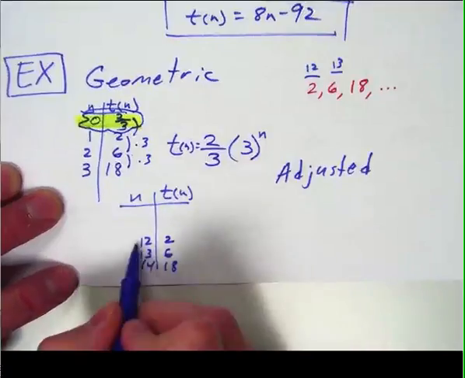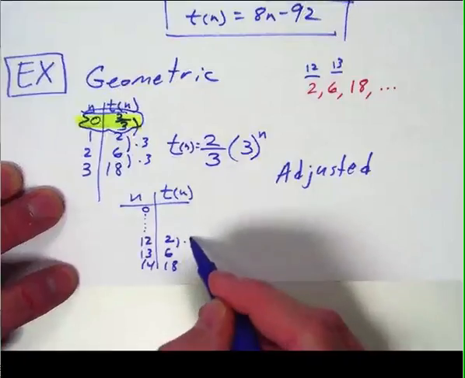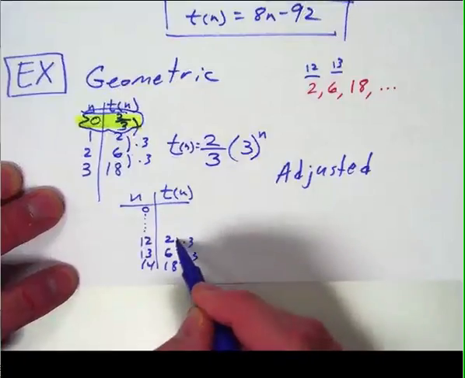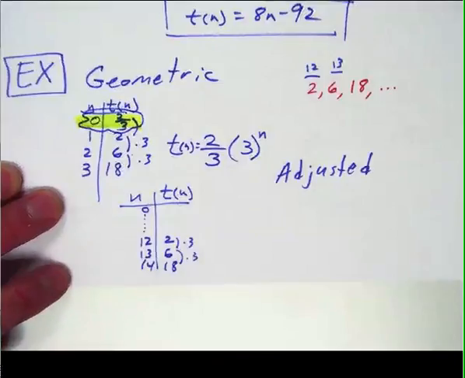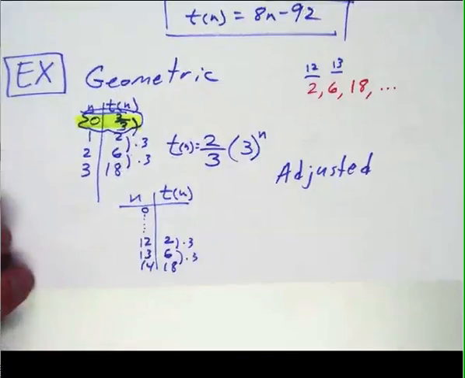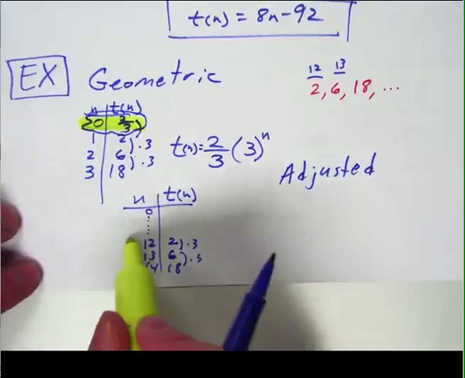And instead of working all the way back to 0, can you imagine doing that? This is times 3 times 3. We'd have to divide by 3 12 times to get back here. That's going to be a really small, teeny tiny decimal, like 0.000 something really small. So instead, we can just say, you know what? I want to start right here.